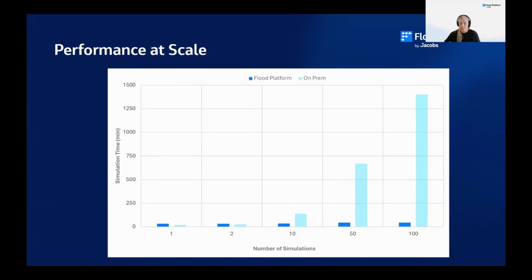Once you get to 2, it starts to level out. But what you see is the more simulations you run, the time that it takes to return those results in Flood Platform stays really consistent. You do get a little bit of variation once you start getting higher numbers because we have to reach out to more regions to find all the resources. But essentially, it stays pretty flat.